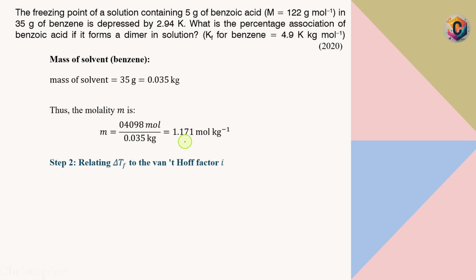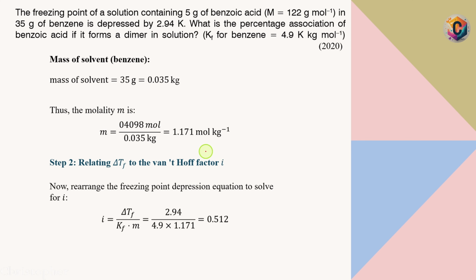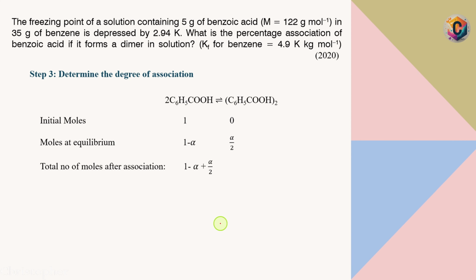Okay, the step number 2 is to relate the delta Tf with the van't Hoff factor. So here I have to find out what is the i value because the benzoic acid I have taken is undergoing dimerization, which means that there is going to be a difference in the number of particles present, right? Finding i value, I'm going to rearrange this equation. So in this equation, the delta Tf value I know, Kf value is given in the question itself, and then the m value I know it, and then what I found here, 0.512, it is less than 1, so I can understand that it is undergoing association.